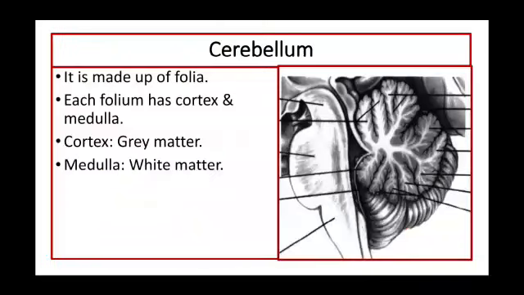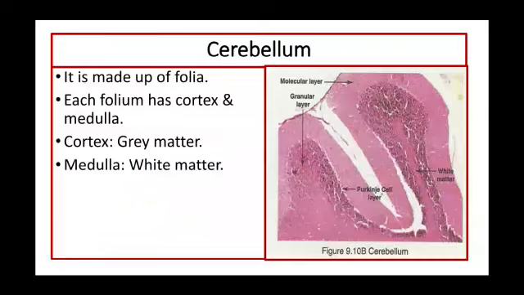So, cerebellum is made up of folia. Each folium has an outer cortex and inner medulla. The cortex comprises the gray matter and the medulla comprises white matter. So here you can see the outer cortex and inner medulla, the different layers in the particular cortical part.